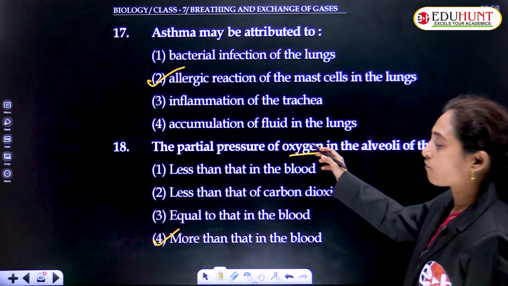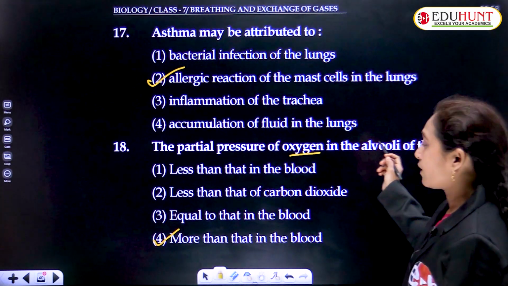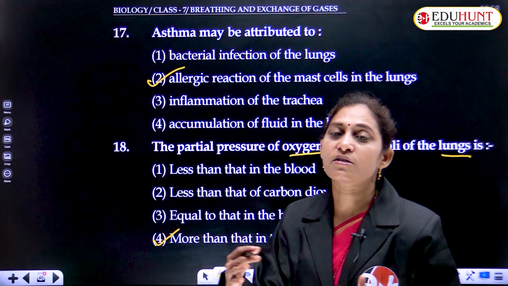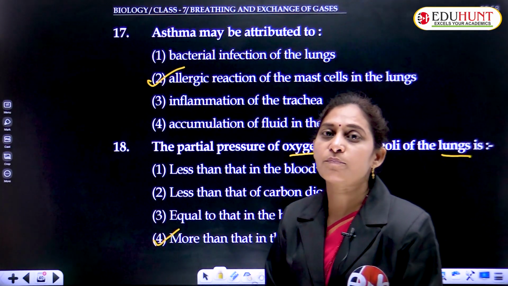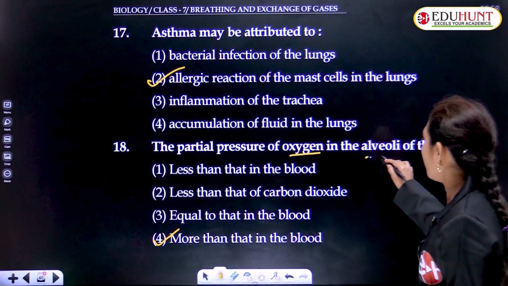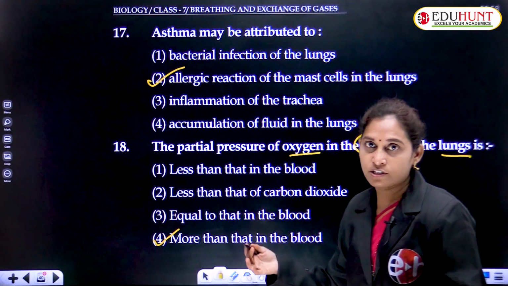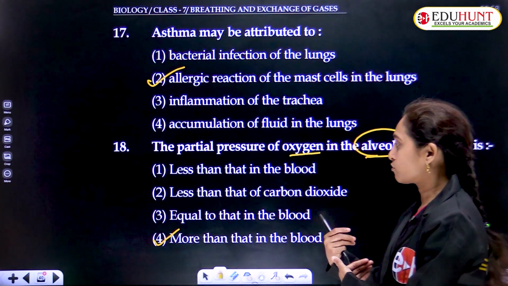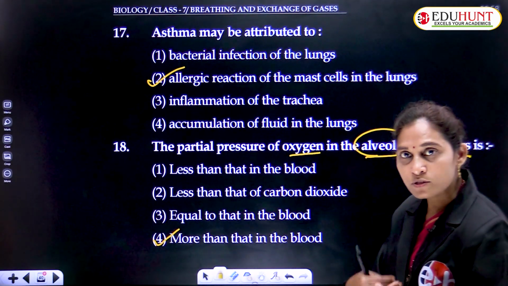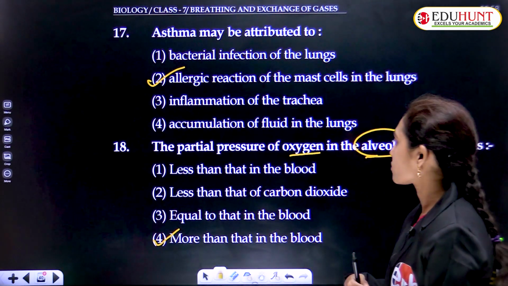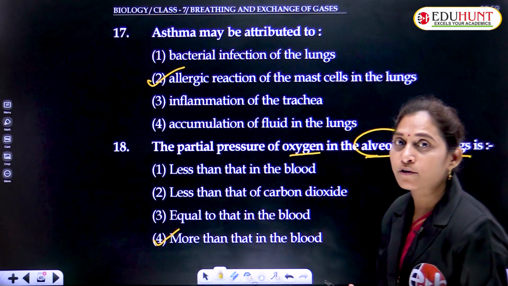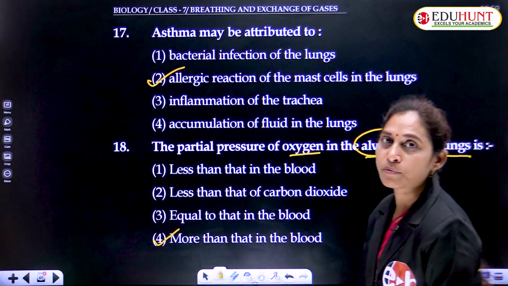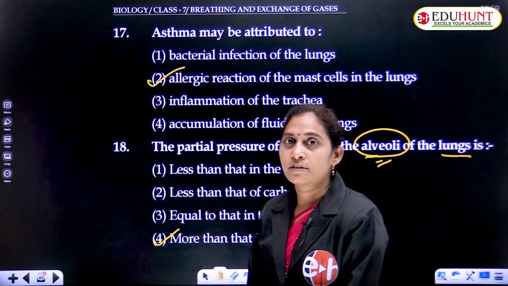Because partial pressure of oxygen is higher in alveoli, we know that oxygen and CO2 move along the concentration gradient. It is a simple diffusion process. If the alveoli possess more pressure, then oxygen moves from alveolar sac to the blood. So blood should possess less oxygen concentration or oxygen pressure when compared to alveoli. In alveoli, more pressure is present than in blood.